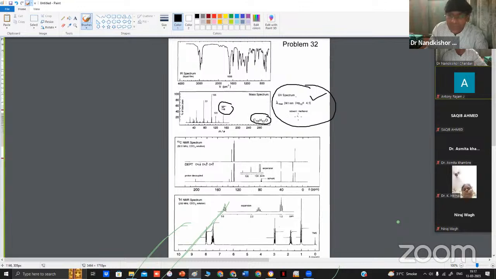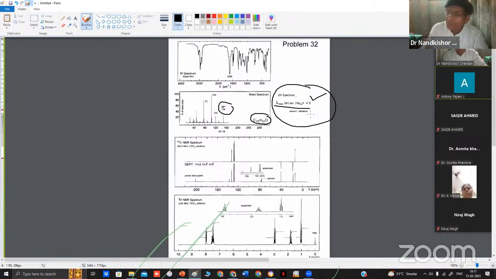Now from this spectrum, you can easily comment that this particular spectrum shows lambda max 241 nanometer, which indicates the presence of a pi to pi star transition, which indicates there is an extended conjugation because the epsilon value is high, that is 4.1. So these are the comments on the UV spectrum. Now let's comment on the molecular formula.